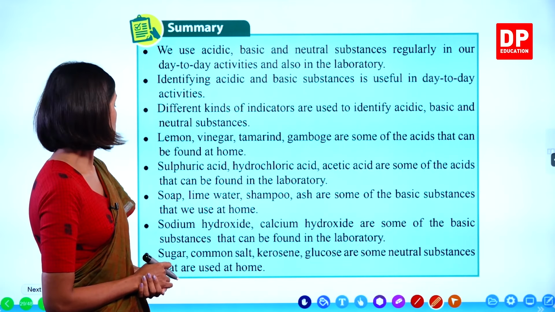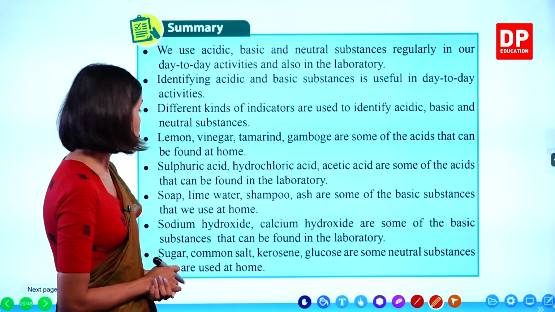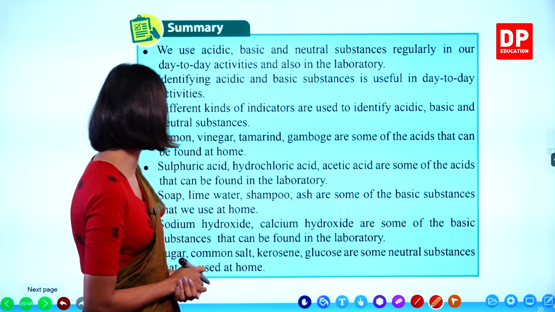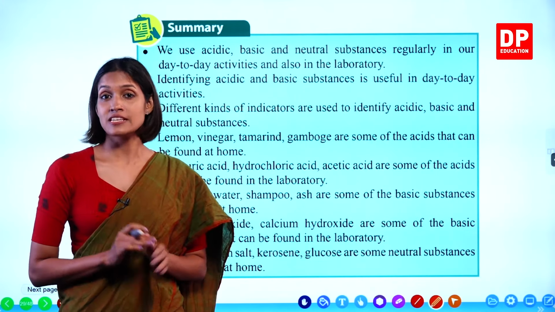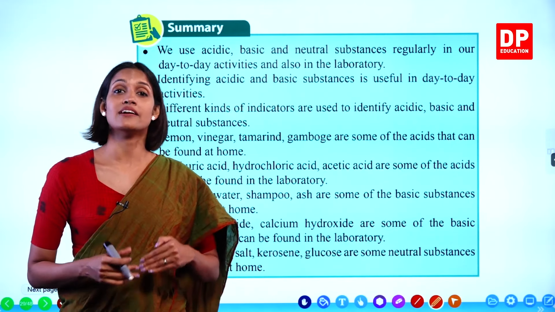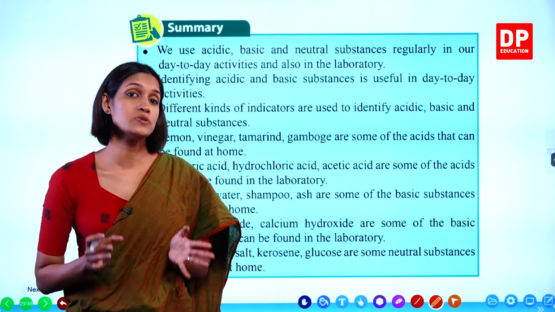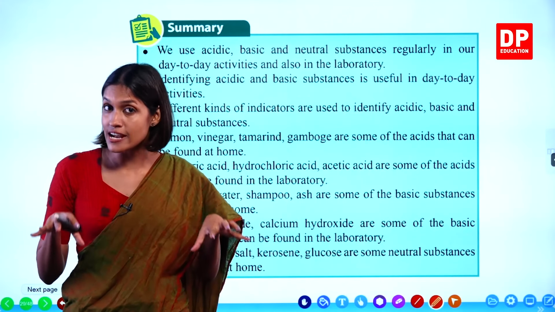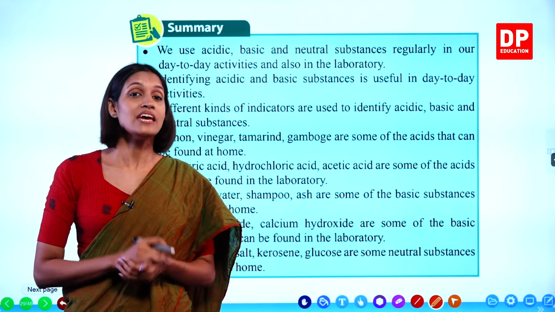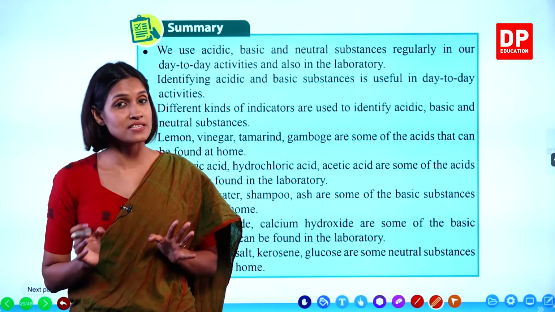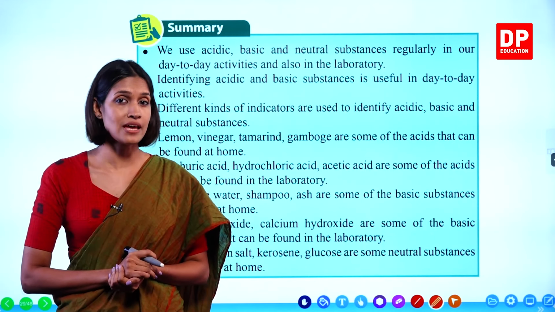And sugar, common salt, kerosene, glucose are some neutral substances that are used at home. So after learning this lesson, it's very clear there are different substances we use at home can be categorized as acids, bases and neutral substances. And there are different types of acids and bases that we can use in the lab.